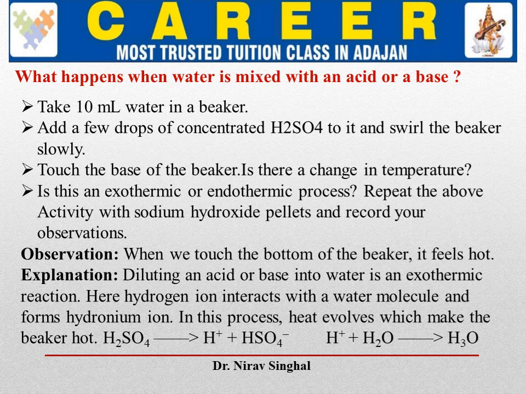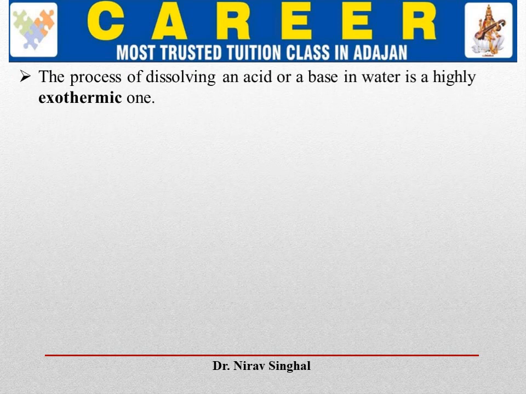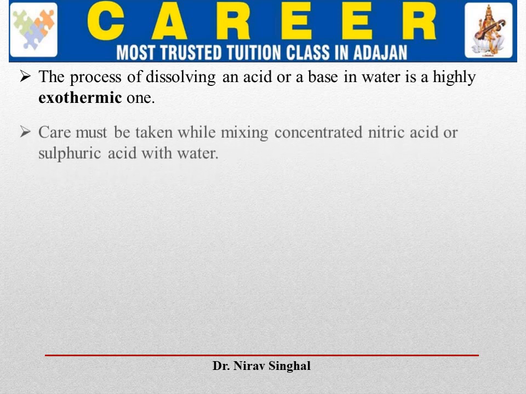H2SO4 breaks down into H plus plus HSO4 minus. This H plus reacts with water to give hydronium ion, and this reaction releases heat. Because heat is released, such a reaction is called an exothermic reaction. Now, the process of dissolving acid or base in water is highly exothermic in nature. A large amount of heat is released in this reaction.